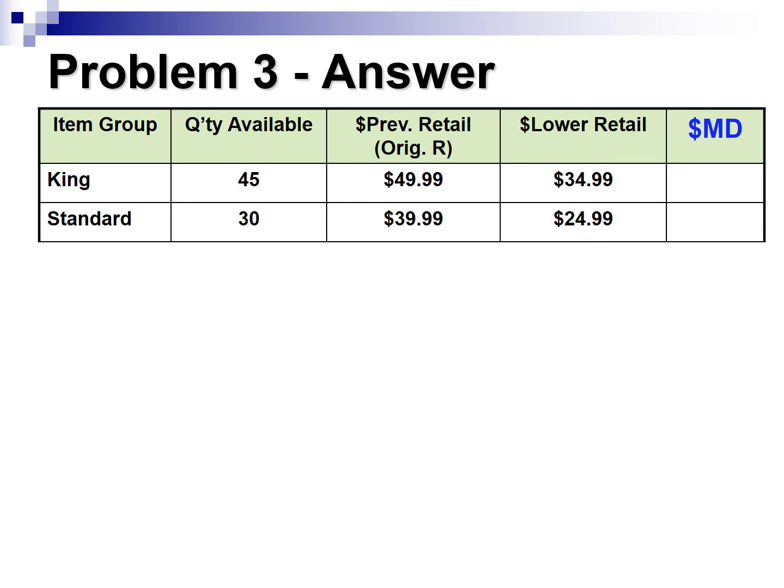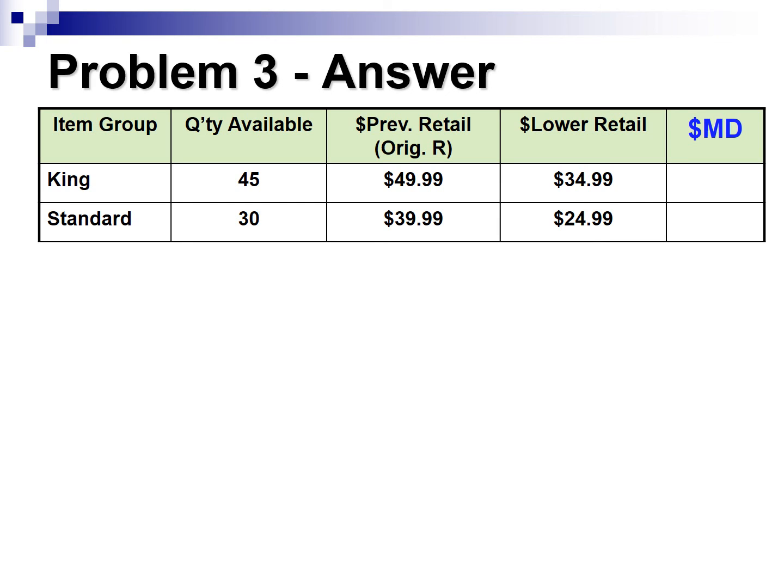Now, given the information that we already know, let's plug them into the right place so that we don't miss any information and we can easily calculate markdown dollar. We have two groups of merchandise. Item group is the first column, and then the quantity that were available: 45 king size pillows and 30 standard pillows. And for each of these pillow groups, we had a previous retail and lower retail that was given in the problem. $49.99 was the king's previous or original retail, and now lowered to $34.99. Standard started with $39.99, and now it is sold for $24.99.